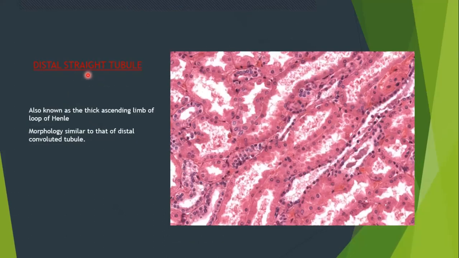Then we have your distal straight tubule. It is also known as the thick ascending limb of the loop of Henle. Its morphology is similar to that of the distal convoluted tubule. And here it is. If you compare, these are your proximal straight tubule, and you can ascertain that these are darker staining than this. So these are your distal straight tubule. Also this one, I think also this in cross section, also this in the longitudinal.